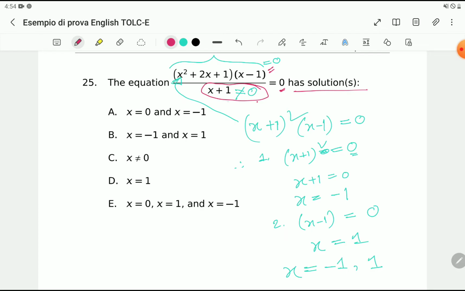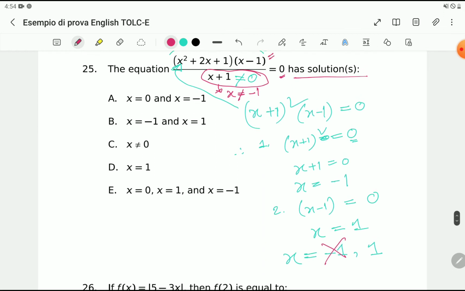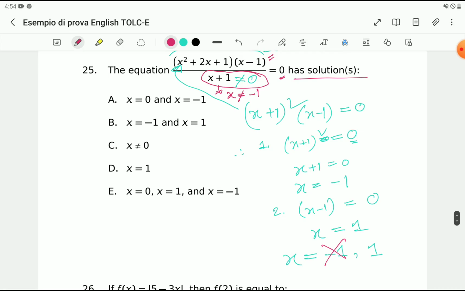denominator. Here x plus 1 cannot be 0. That means from this equation we can write x not equal to -1. So this solution cannot be true for this expression. Therefore x equal to only 1. Our answer is number D.